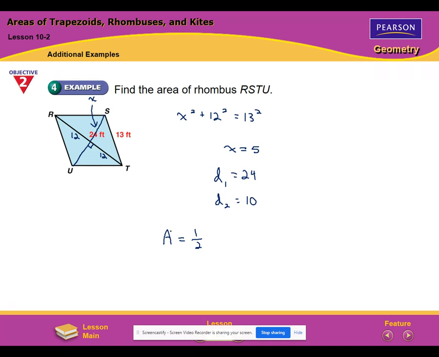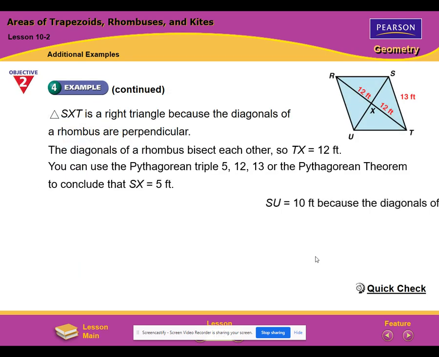And your area formula, again, if you were here and I were emphasizing work, I'd be talking about this line of work right here. 1/2 of 24 times 10. And that would come out to 120 feet squared. That's an area, 120 feet squared.